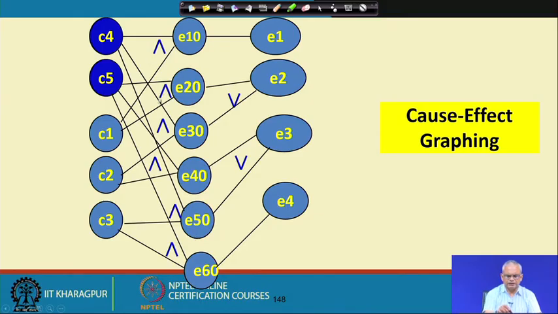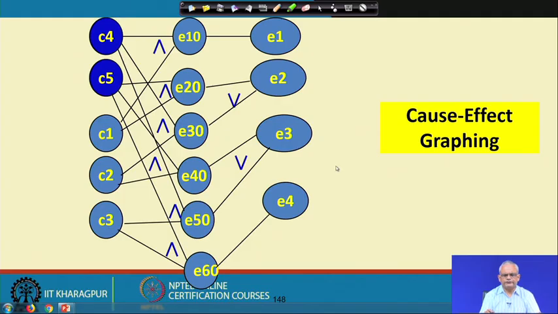So, this is the AND condition I have represented here to indicate the fact that if both of these hold, then this action takes place. And here for this we have an OR condition represented here, because if any of these holds, this action takes place. If we have an AND here, then both of these must hold, but we have used an OR here.